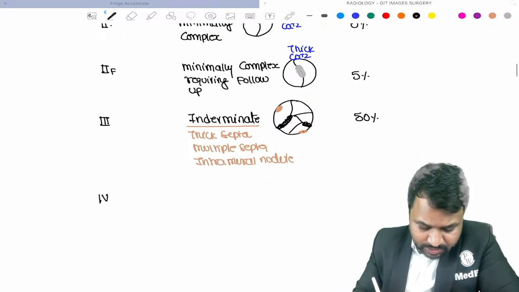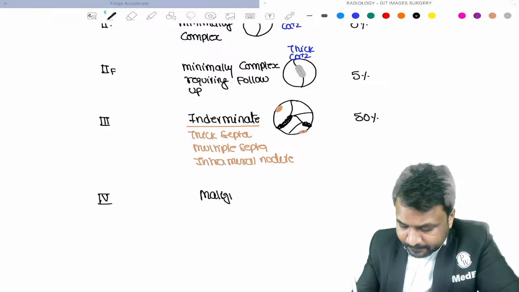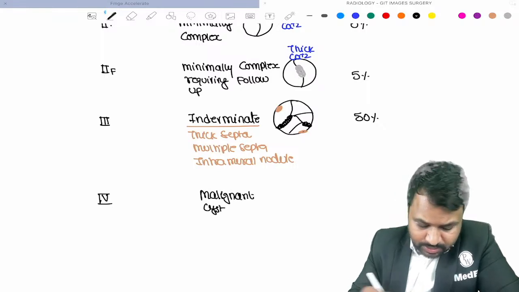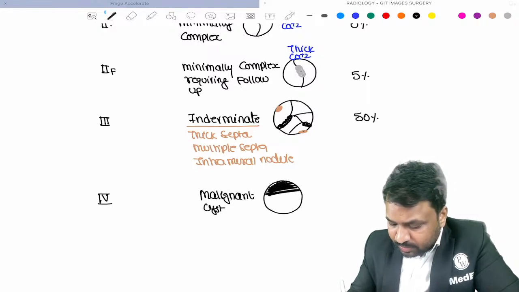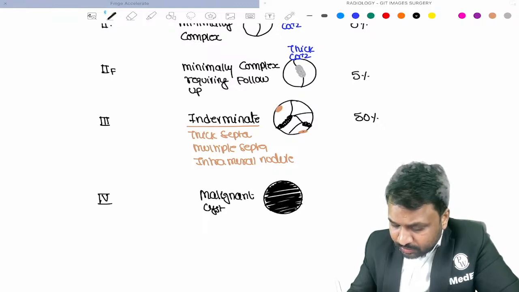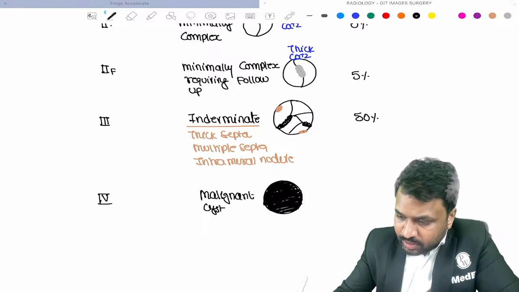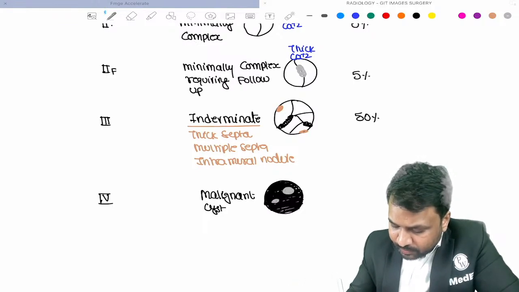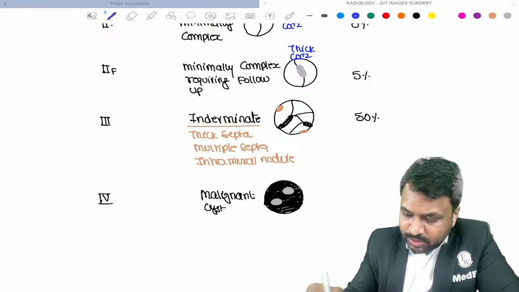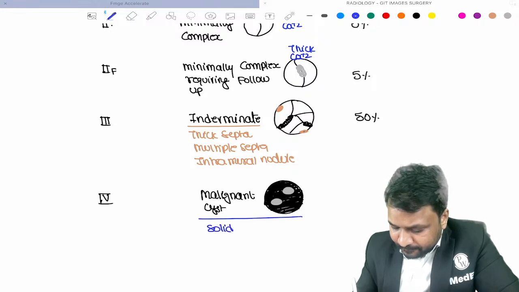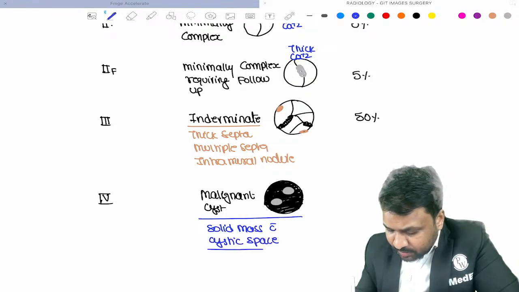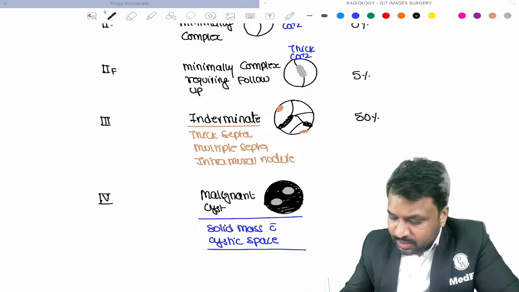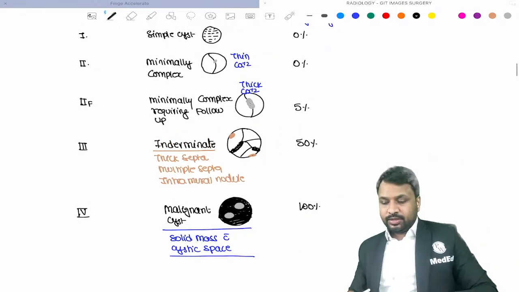And the last one that you have is a malignant cyst, where you have a solid mass with cystic space. You will notice this is a nice solid mass, and within it there is a cystic space in between. So there is presence of a solid mass with cystic space, and the probability of this being malignant is 100%, right?